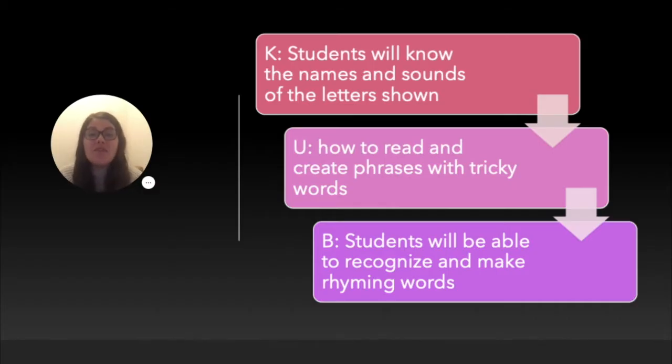Friends, today we are going to continue and further our English language skills by continuing on what we have already learned and doing some review. Today, the goal is that you know the names and sounds of the letters and digraphs that I showed you, that you understand how to read and create phrases with tricky words, and that you'll be able to both create and recognize rhyming words. Let's get started.